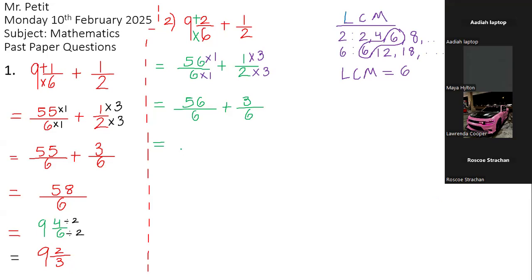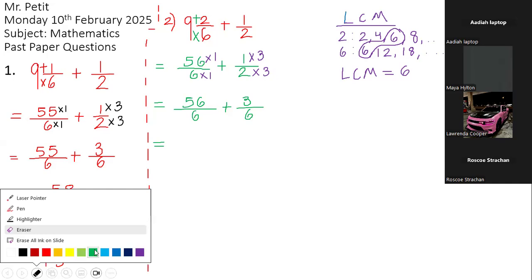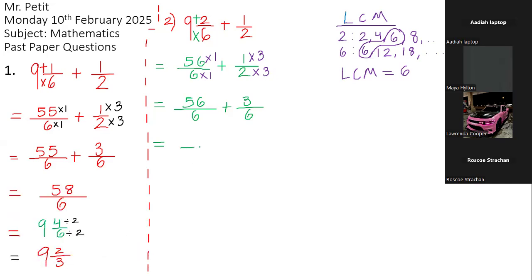So that means that the denominator is just gonna be what? It's the same. It's just gonna be 6. 6, very good. So it's gonna be 56 plus 3. What is 56 plus 3? 59. 59, very good.